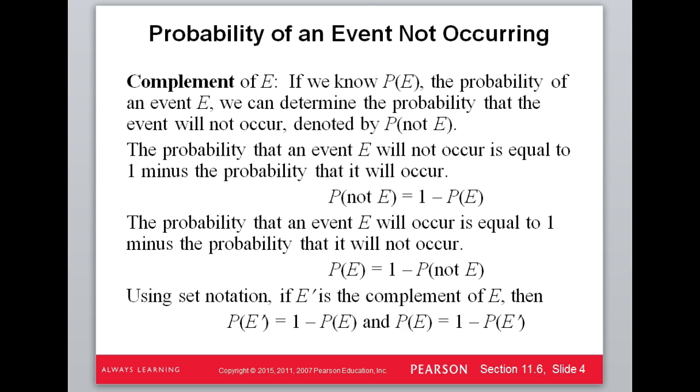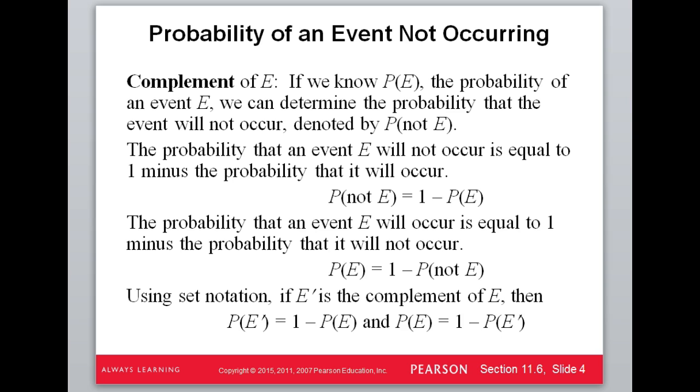In the last section of notes, we looked at the probability of an event occurring, and we found it with the theoretical approach and the empirical approach. In this section, we're going to start off by looking at what we call the complement of an event, which is the probability the event will not occur. If we know the probability of an event occurring, the probability that the event will not occur is simply 1 minus that probability.